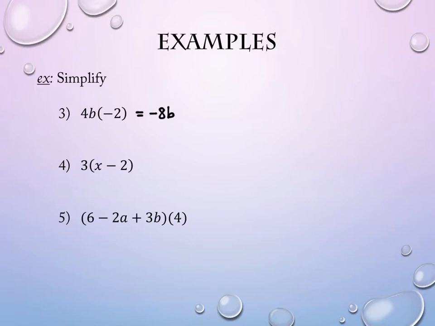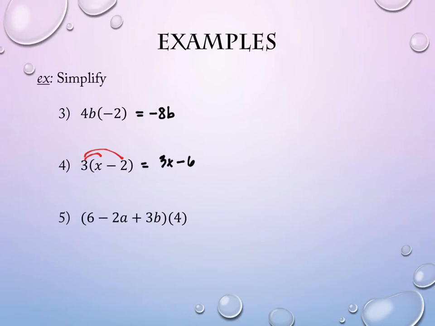Now the next one, what property am I going to use? It's the distributive property, right? Again, for whatever reason, that's the one we remember the name for. And we're going to distribute the 3 across the parentheses. And what will we get? 3x minus 6. Okay, so far so good? Great.